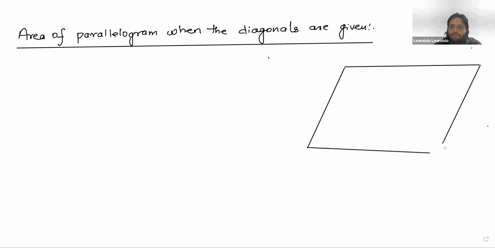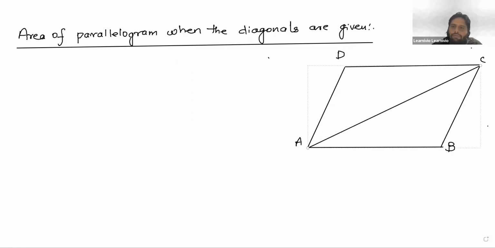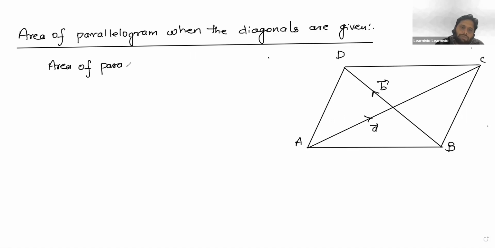So this is your parallelogram. Let this be A, B, C, and E. Here the diagonals are given. So this is vector A and this is vector B. In this case, the diagonal is given, then what will be the area? Area of parallelogram is equal to half.